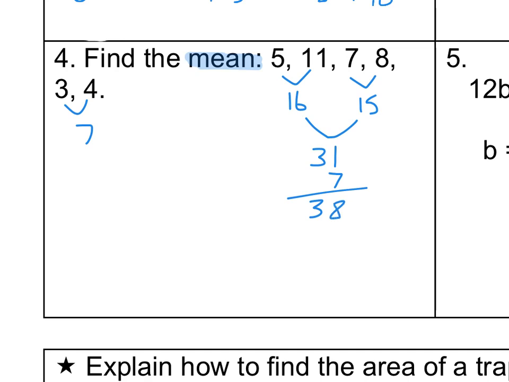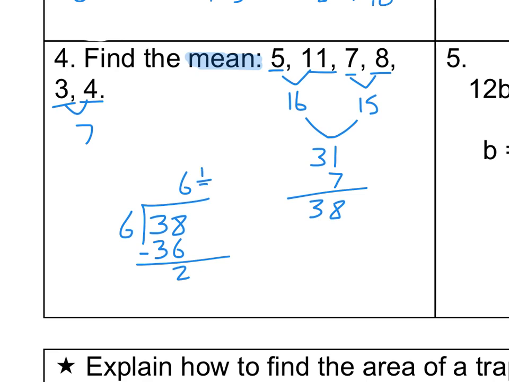So now we're going to do 38 divided by how many numbers there are. 1, 2, 3, 4, 5, 6 numbers. And so 6 goes into 38 6 times, which is going to leave us 2 sixths, or 1/3. And it's 2 sixths because there's 2 leftovers out of groups of 6. So 6 1/3 is our mean. And if we did that as a decimal, remember 6 1/3 is like 6.33333333333 forever. And that's what we would get.